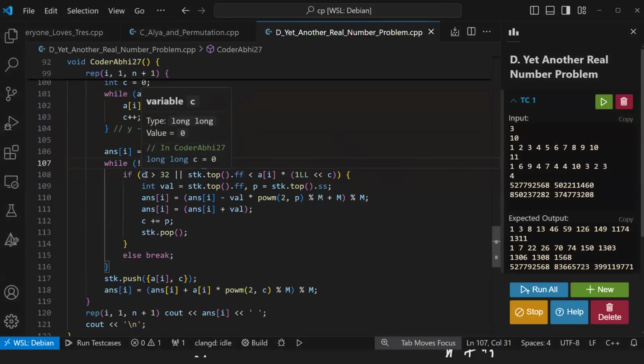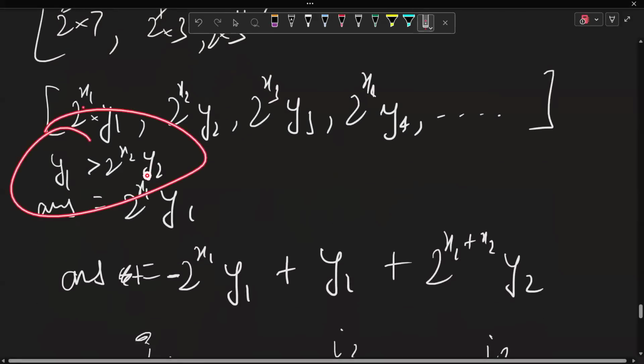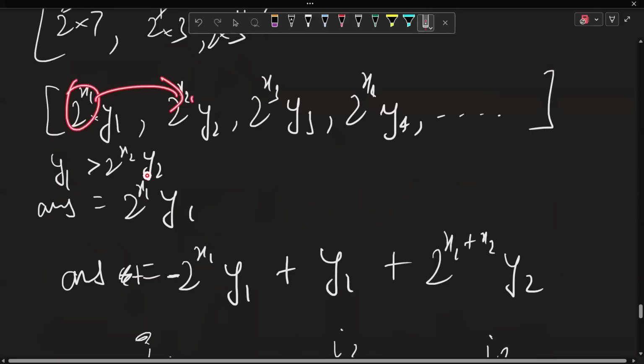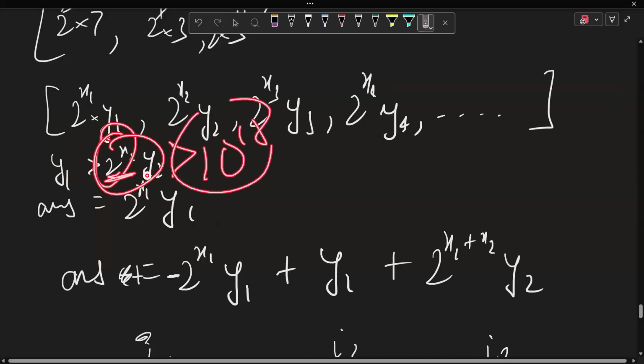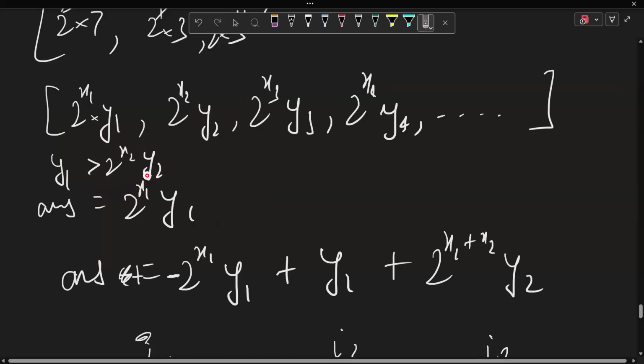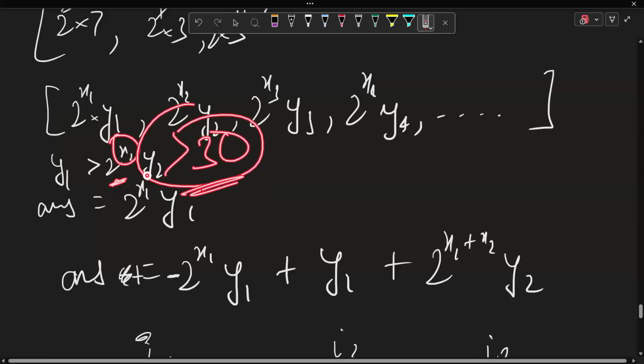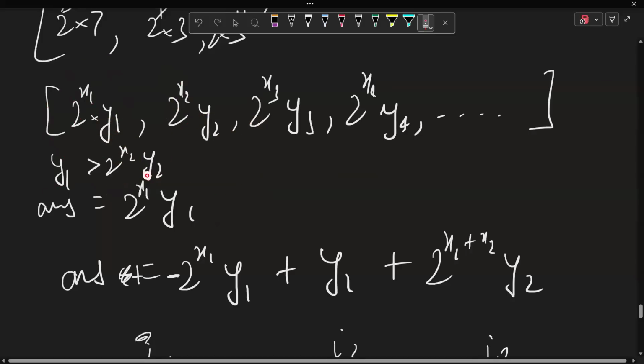One more thing is, in order to compare, what we were comparing is y1 greater than 2 to the power x2 into y2. Now, when these powers are pushed ahead, this x2 can go to some really large number. So 2 to the power x2 can even exceed our 10 to the power 18 limit. So I'm not calculating 2 to the power x2 directly. If my x2 is greater than 30, then I know this is going past 1e9, so it would obviously be greater than y1.